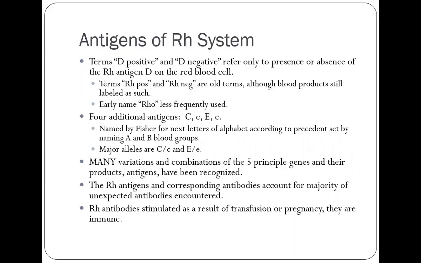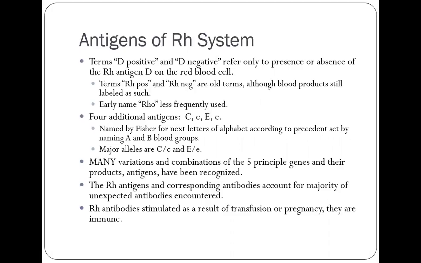So that might be the only time you'll see the RHO form. And then there are 4 additional main antigens that we're going to talk about: big C, little c, big E, little e. These were named by Fisher just because they were the next letters of the alphabet, according to precedent, which was originally set by the naming of the A and B blood groups. The major alleles of those 4 antigens are the big C, little c allelic group, and then the big E, little e. Many variations and combinations of the 5 principal genes and their products, antigens, have been recognized.